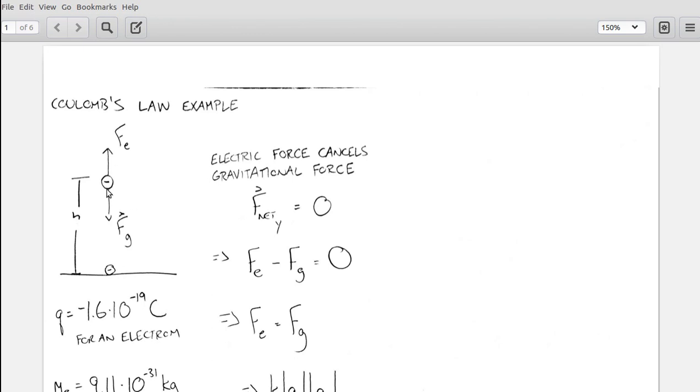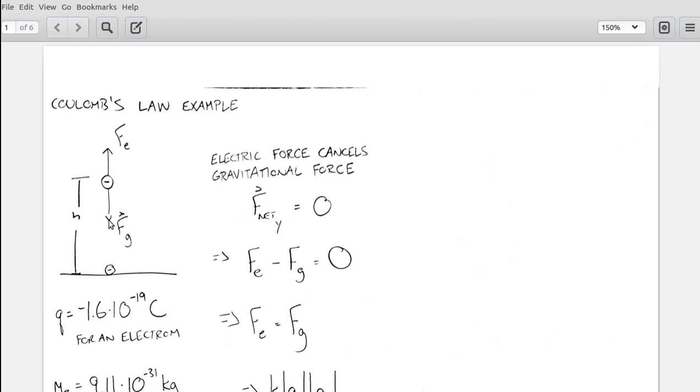So we know these are both electrons, so they are exerting repulsive forces on each other. Okay, so this electron is exerting a force down on this electron. This electron is exerting a force in the positive y direction on this electron. But the electron is near the surface of the Earth, so it is experiencing a gravitational force in the negative y direction.